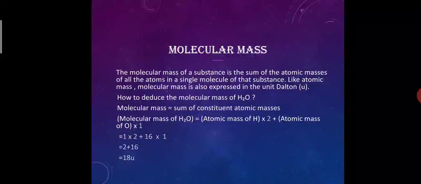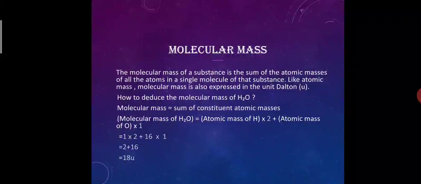Molecular mass. The molecular mass of a substance is the sum of the atomic masses of all the atoms in a single molecule of that substance. Like atomic mass, molecular mass is also expressed in the unit Dalton, which is denoted by small u. Let us understand how to deduce the molecular mass of water.